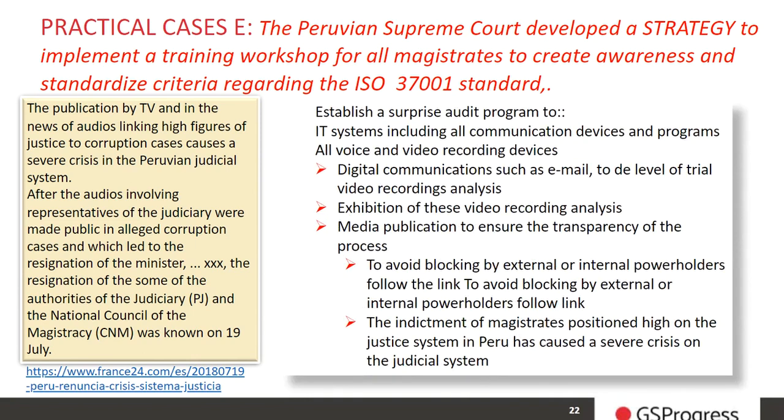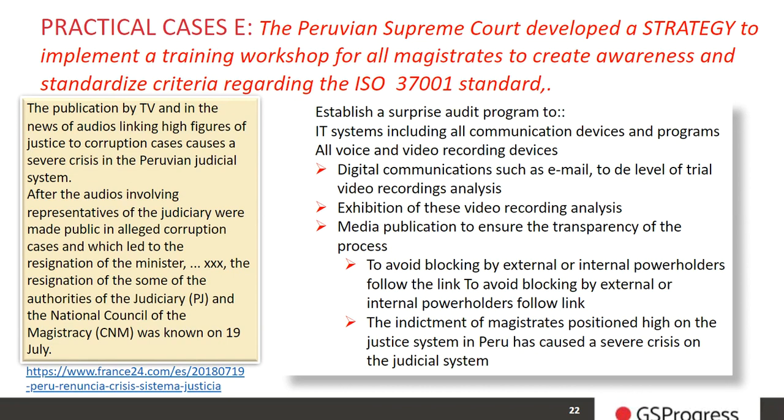This is another one very similar, but they were established as Supreme Audit programs, an IT system including all the communication devices and programs, all voice and video recording devices. So this was the one that we picked up and analyzed, and the media was with us. When we saw it, everybody was totally surprised. And at the same time, on Sunday morning, all the videos were in the media.